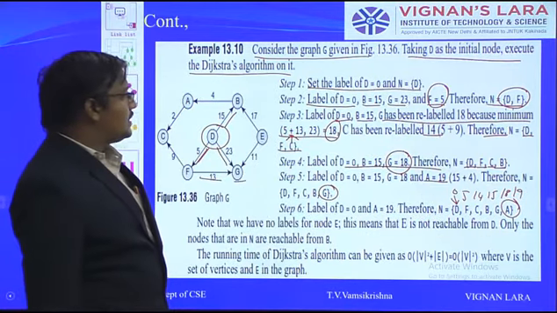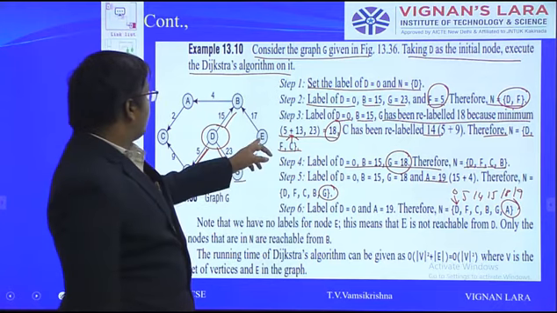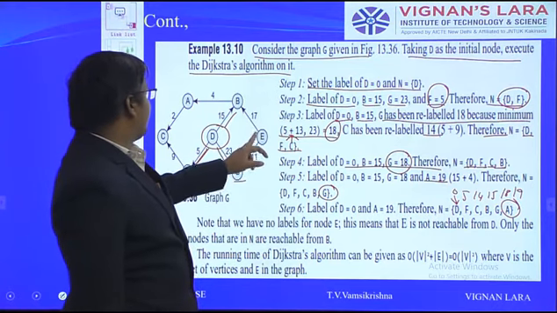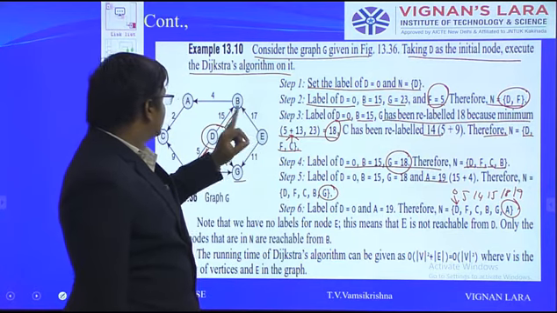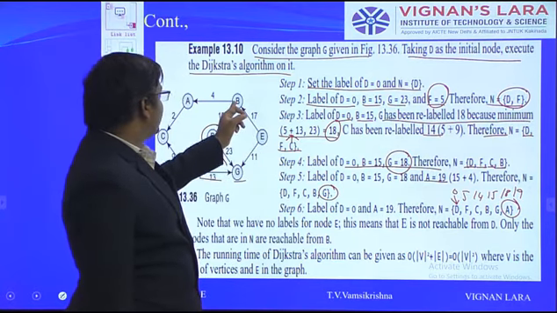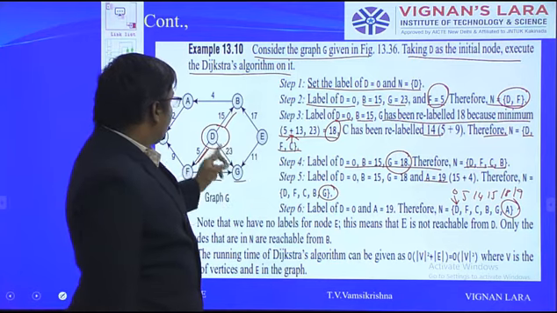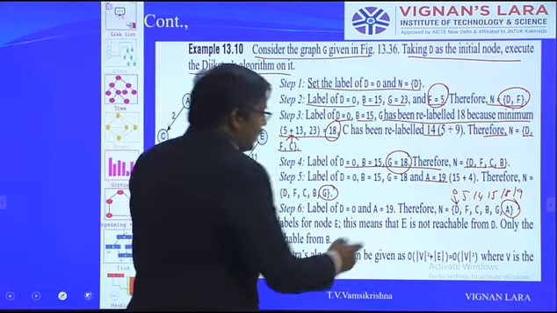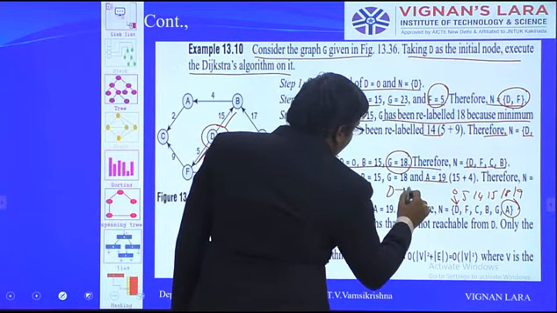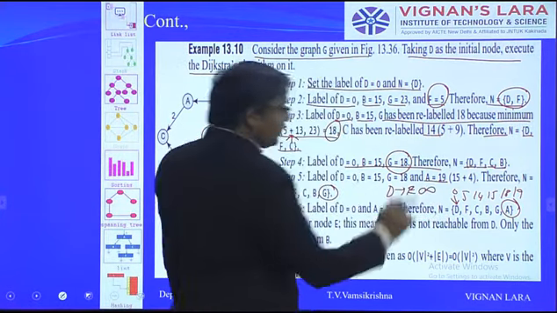So we have not visited E once. Why? Because there is no direct path from D to E. D to B's path is there, but B to E has no path. D to G path is there, but G to E has no path. So that's why the shortest distance from D to E is infinity.